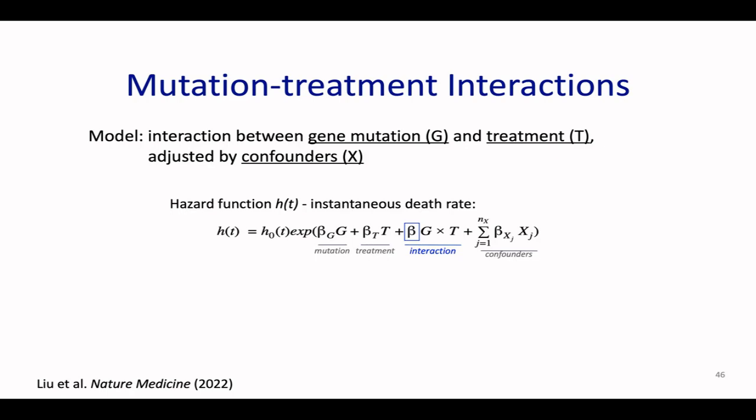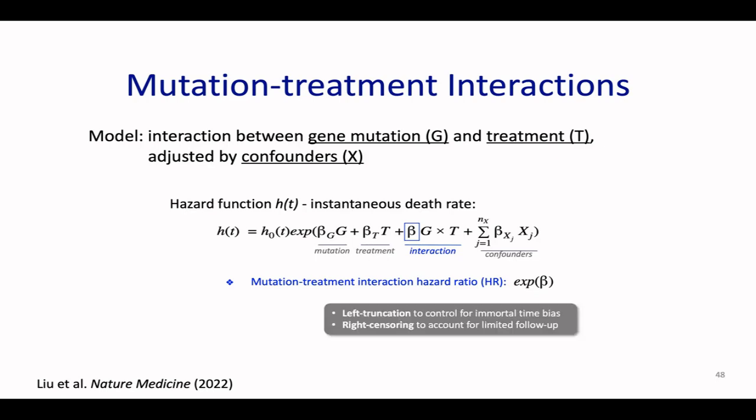For the exponential part, you have the contribution of mutation G alone, and treatment alone. What we care about is the interaction between the gene mutation and the treatment. That is the interaction term, and we call this term the mutation-treatment interaction hazard ratio. An interaction hazard ratio larger than 1 means that if you have that mutation, you're not really recommended to take that drug, because a hazard ratio larger than 1 means you have a worse survival. Because this is medical records data, we also need to do left truncation and right censoring to control for the immortal time bias and the limited follow-up.